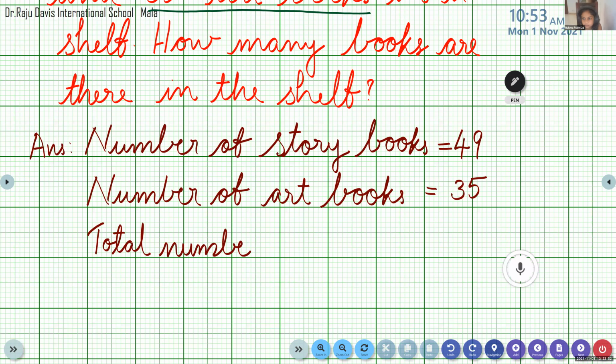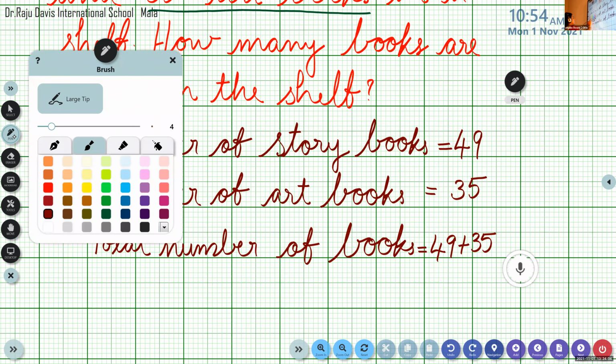Okay, ma'am. So for finding the total, what we have to do? We have to add the numbers and we can arrange these numbers. Yes, yes. We have to write tens and ones. Arrange the numbers according to the place. Tens and ones. Arrange the numbers 49 plus 35.